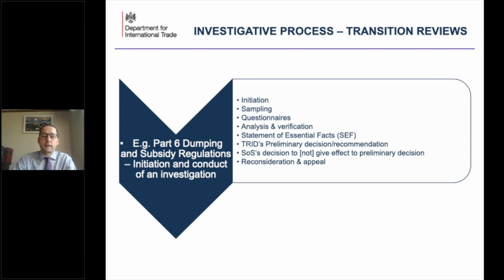And similarly, new investigations follow broadly similar investigative process, although there are important differences like the initiation process, because applications are made for that. And similarly, the analysis that's required to be done in transition reviews under Reg 99A, which I'll come to later, is something unique to transition reviews that doesn't exist in a normal investigation context. So I'll take you through those bullet points there. If we can go to the next slide, please.